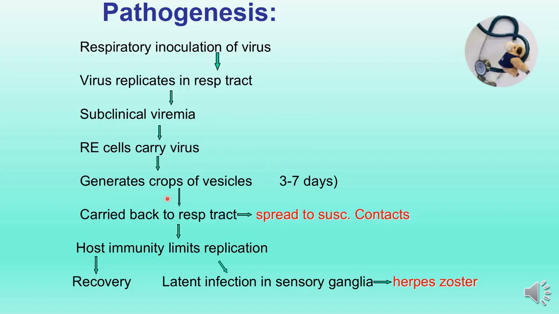Usually they generate the crops of vesicles within 3 to 7 days after the onset of the infection, and these viruses are carried back to the respiratory tract. Then they spread to the susceptible contacts, and if the host immunity is good enough, then they limit the replication of the virus and then they recover. They may also remain latent in the sensory ganglia, and later when the immunity of the individual is low, that time they present as herpes zoster.